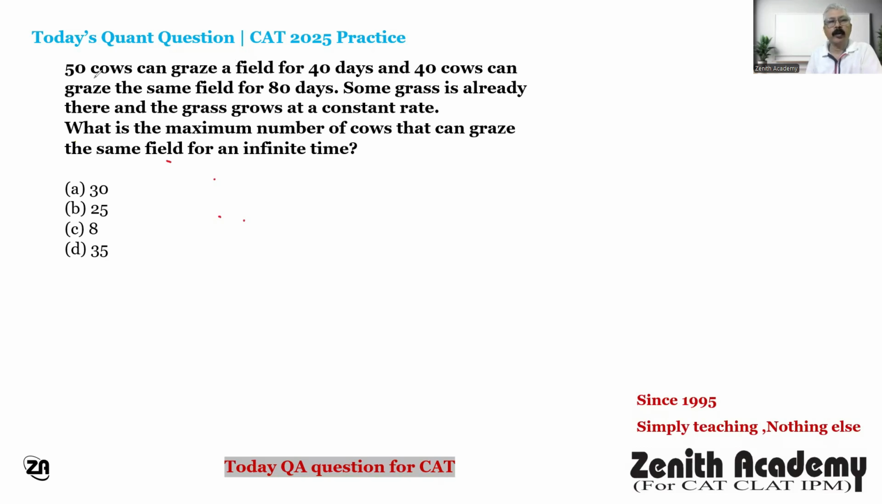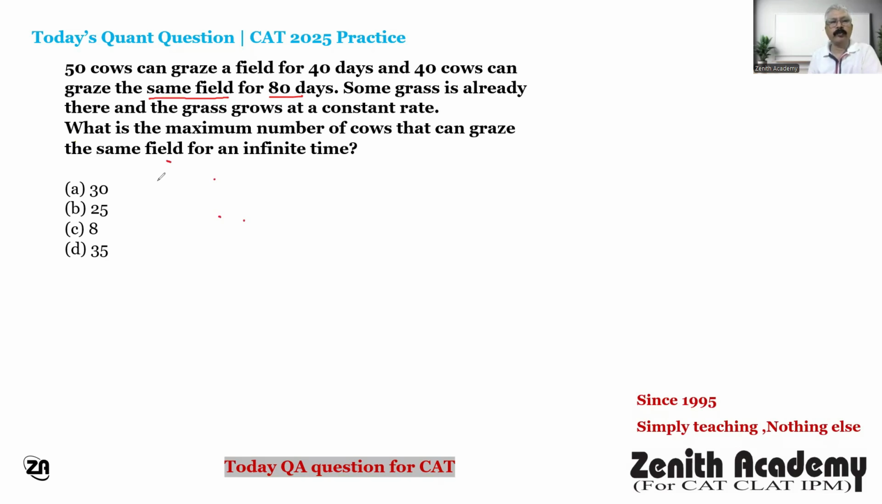Today's fun question. 50 cows can graze a field for 40 days and 40 cows can graze the same field for 80 days. Some grass is already there and the grass grows at a constant rate. What is the maximum number of cows that can graze the same field for an infinite time?